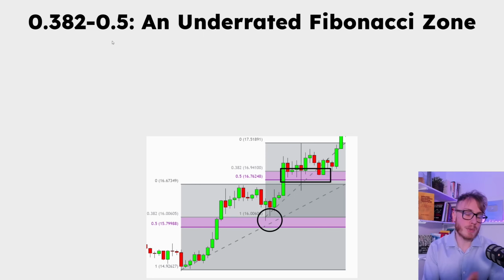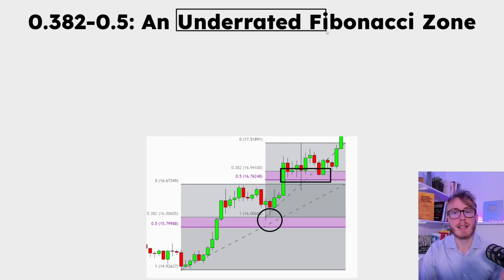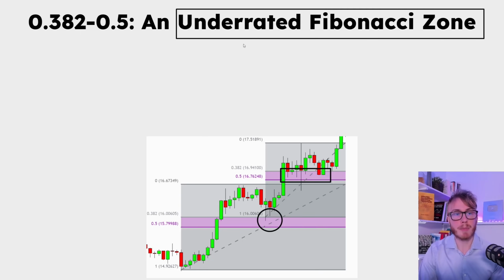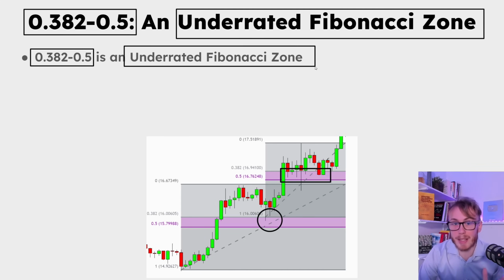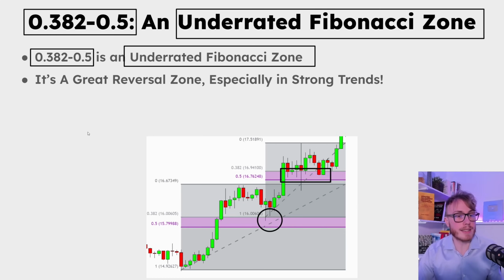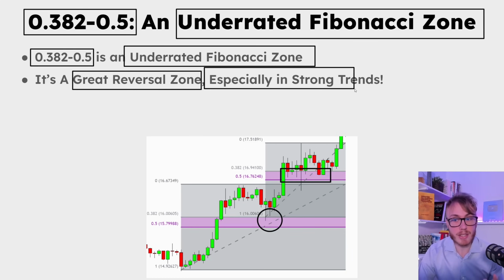But now let's switch attention once again here, because I want to talk about what, in my opinion, probably is the most underrated Fibonacci zone. And that zone is the 0.382 to 0.5. And yes, as I said, 0.382 to 0.5 is, in my opinion, an underrated Fibonacci zone. And the reason I really like this zone is because this is a great reversal zone, especially in strong trends.